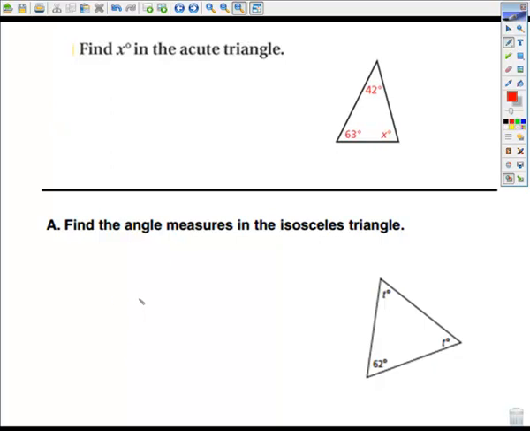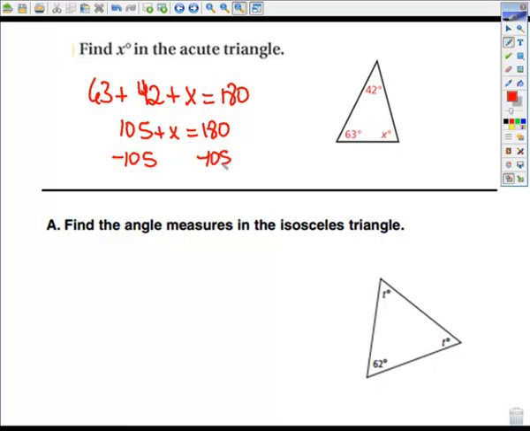They want us to figure out the angle measure. So find x in an acute triangle. Remember, acute, all three angles are less than 90. But we'll just go around the angles and add them up. 63 plus 42 plus our x, we know the total has to be 180. So I'll add these to get 105 plus x equals 180. We would subtract the 105. And so x equals 75. So the missing angle is 75 degrees.